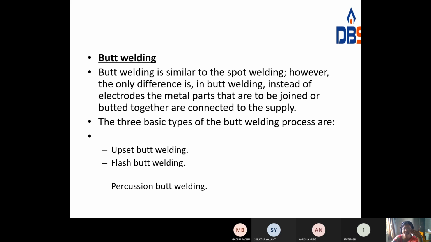So the last one in resistance welding is butt welding. Butt welding is similar to spot welding.